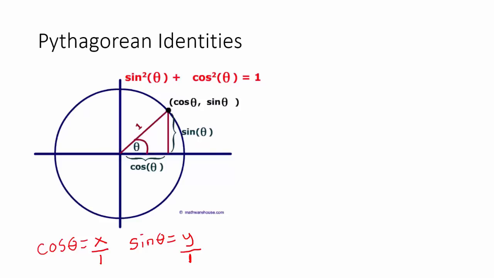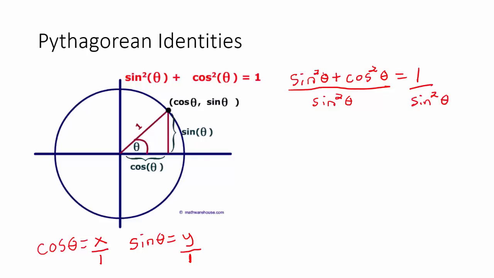Great, so now what if we wanted to manipulate this Pythagorean identity to make some more Pythagorean identities? I'm going to take the identity sine squared theta plus cosine squared theta equals 1, and I'm going to divide both sides of the equation by sine squared theta. The reason I'm going to do that is because I know that it's going to produce an interesting result here.